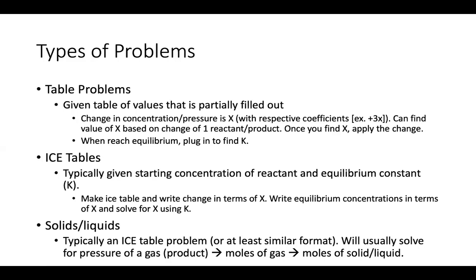Okay, now in ice tables, these are different because they typically will give you a starting concentration of reactant, but they'll almost always give you the equilibrium constant. So in this chapter, in chapter 13 ice tables, they'll give you the initial concentration of reactant and your equilibrium constant. And what you're actually going to do is make an ice table with your change in terms of x, solve for your equilibrium concentrations in terms of x, and then set that equal to your known K value to solve for x.